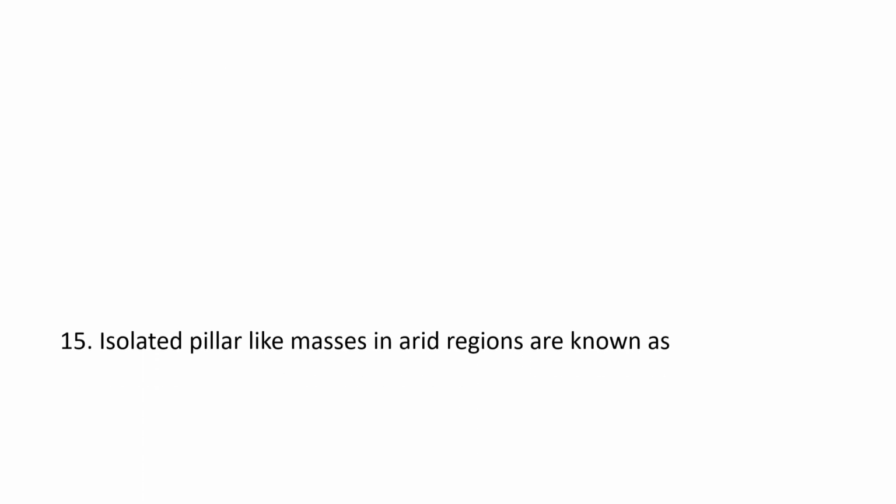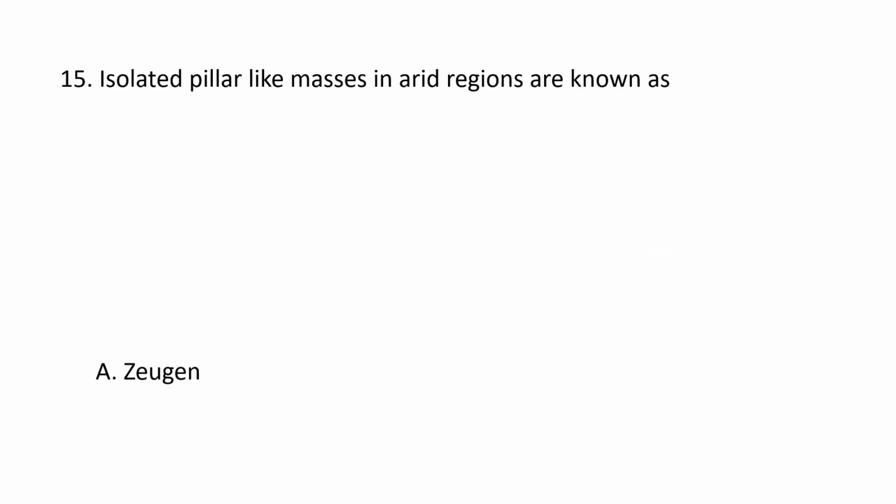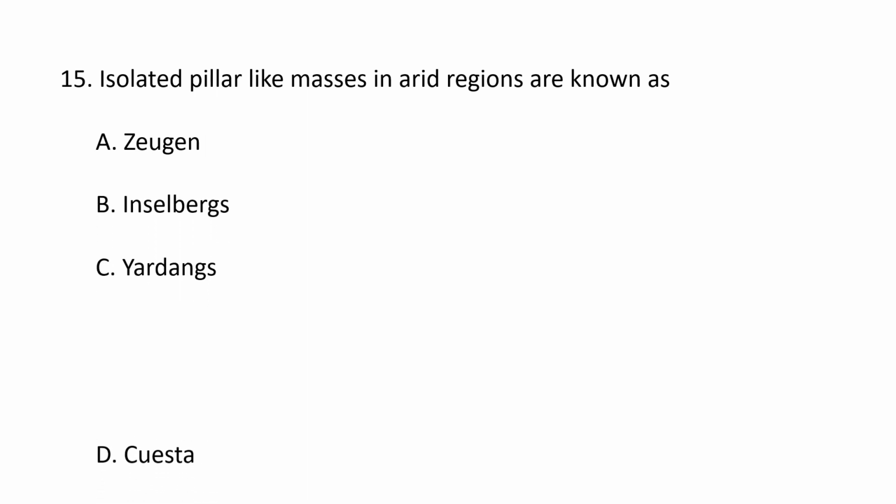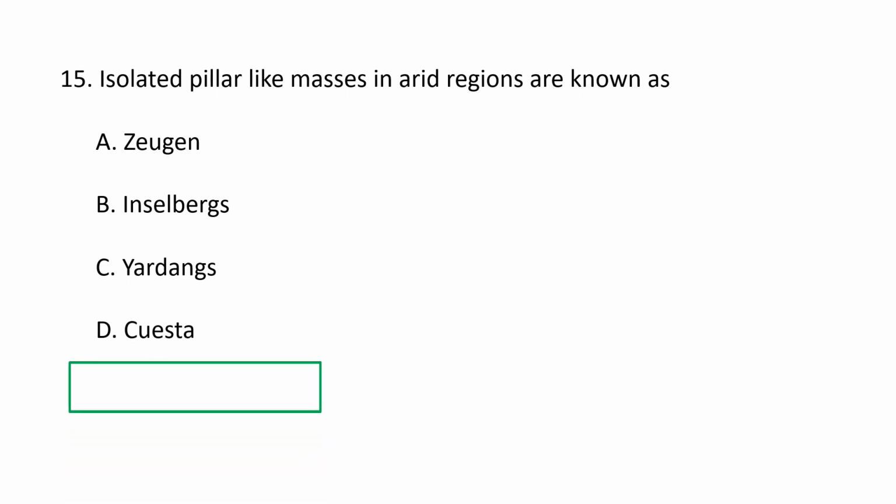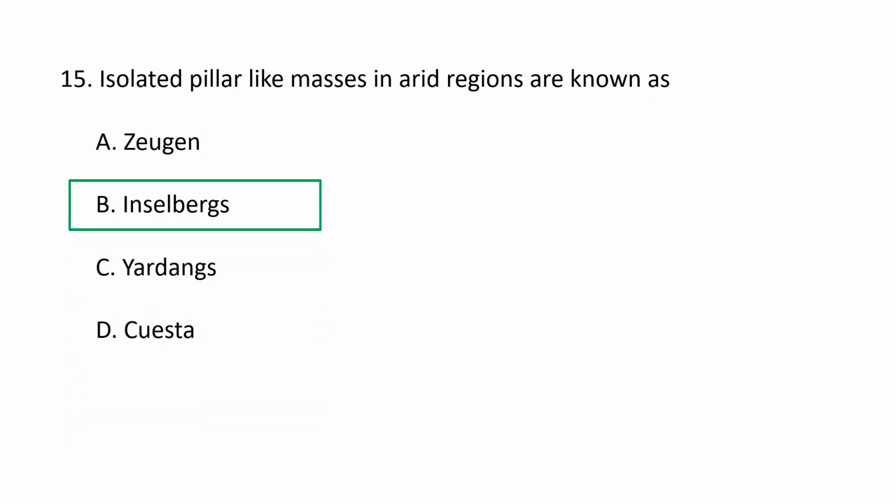Next question. Isolated pillar-like masses in arid regions are known as: A. Jugan, B. Inselbergs, C. Yardangs, D. Cuesta. So the correct option is Inselbergs. Inselberg comes from the German words Insel, meaning island, and Berg, meaning mountain. These are isolated hills that stand above well-developed plains, and they appear not unlike an island rising from the sea.